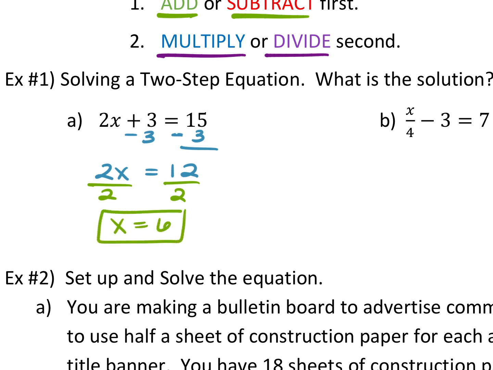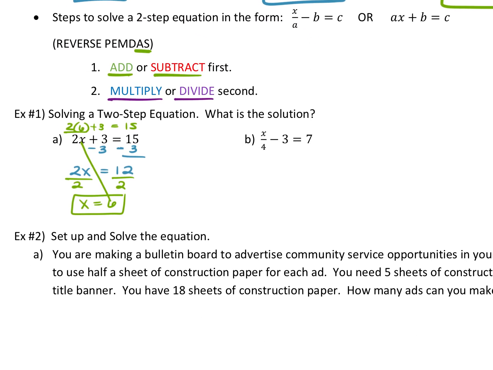Now if you want to check it, plug it back in. 2 times 6 plus 3 should equal 15. 2 times 6 is 12. 12 plus 3 is 15. Then you do PEMDAS in order, right? Once you're plugging the number in. But to solve for it, you're going to reverse it. So reverse PEMDAS.